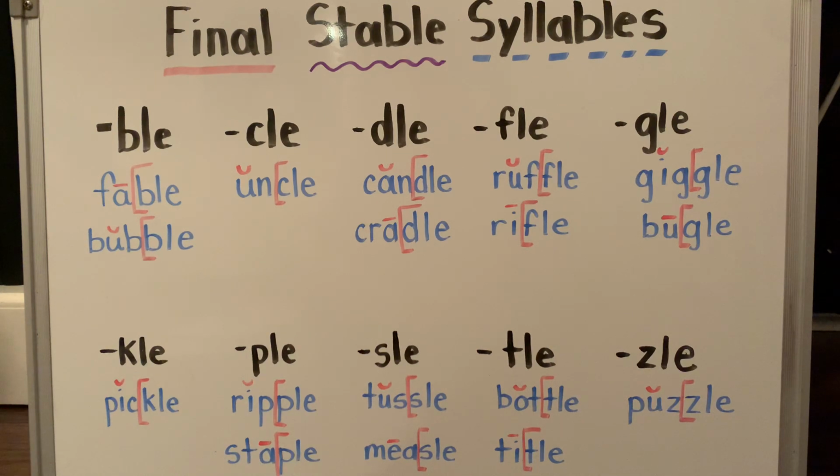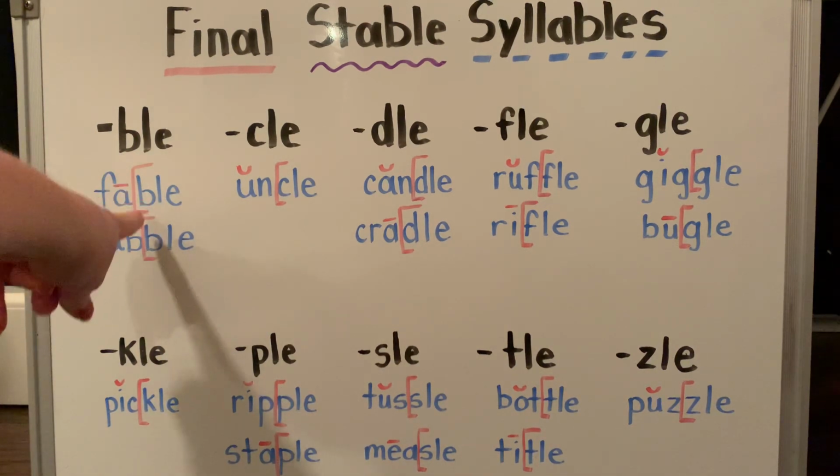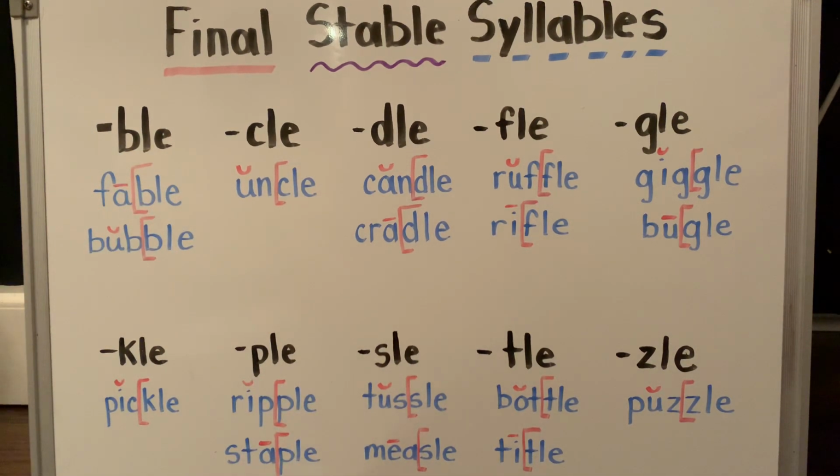Now I also went ahead and coded all of my final stable syllables. So who remembers how to code a final stable syllable? That's right, you put a bracket around it, which is this symbol right here on all of my final stable syllables. Sometimes we also call it a half box. Either one would be fine. So we do that to show that it is a syllable on the word. We kind of want to separate it from the rest of the word to show that it is a syllable.